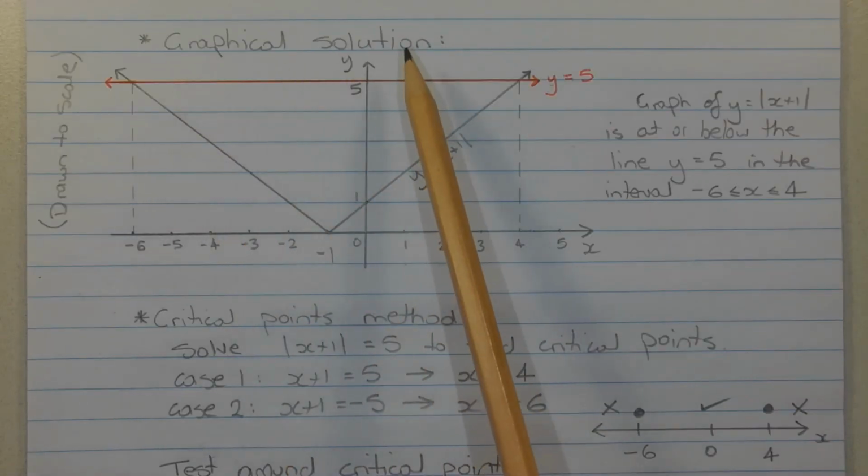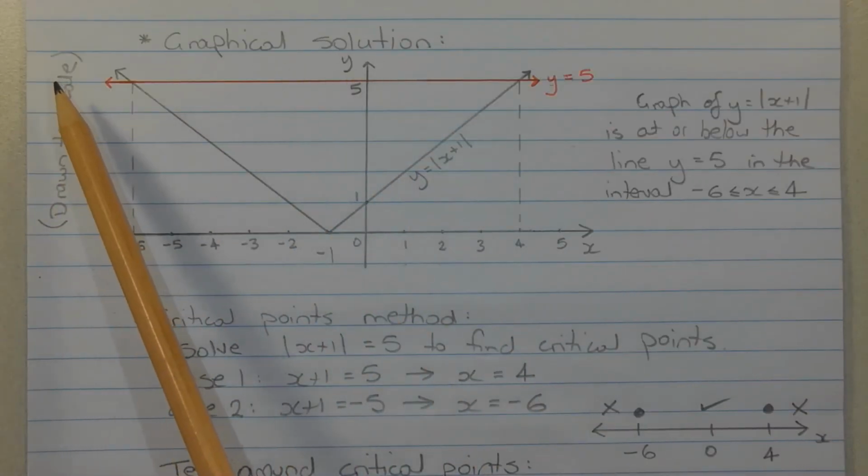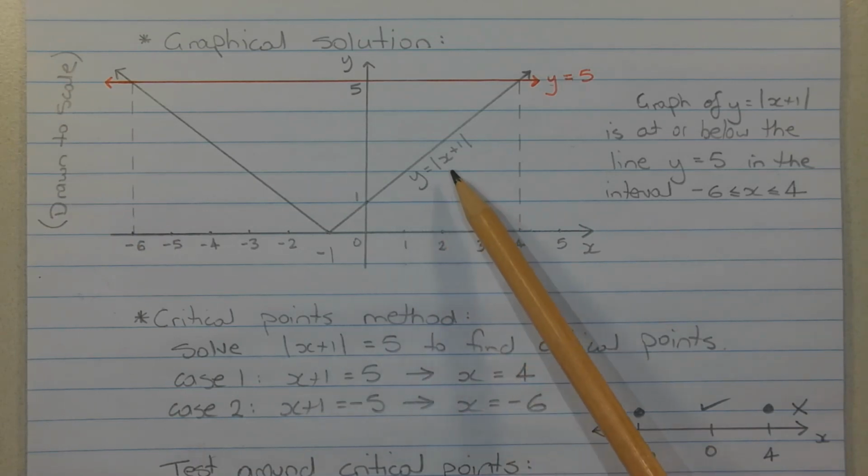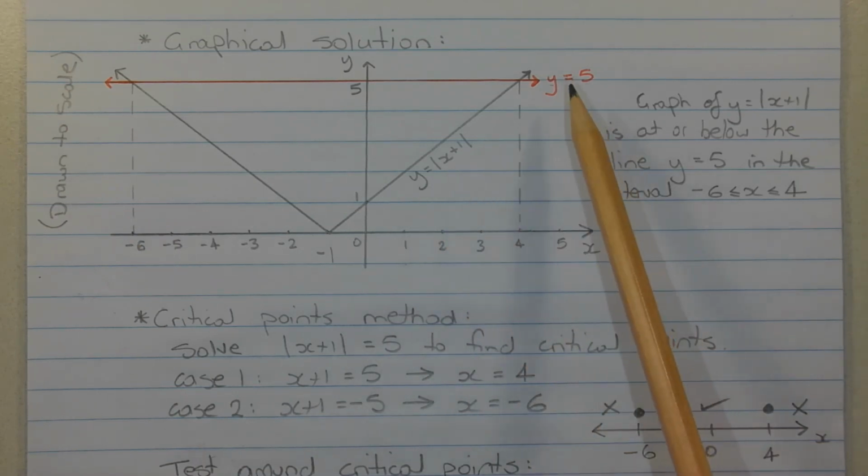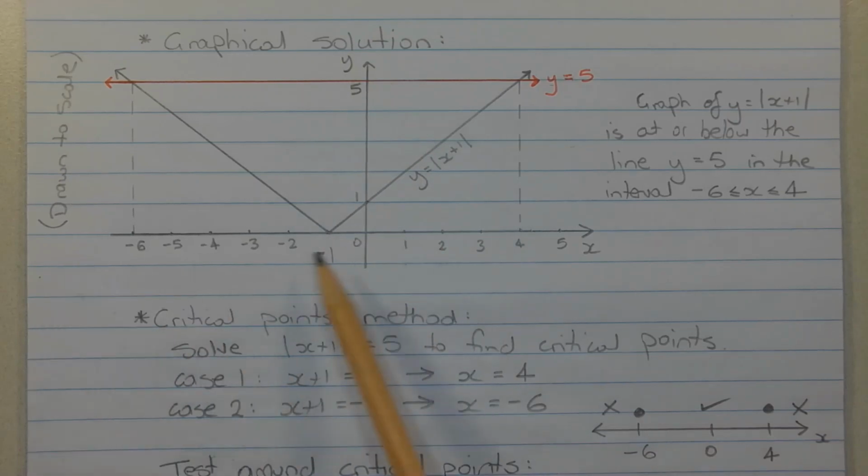For the graphical solution, I'm going to draw to scale the 2 graphs y equals the absolute value of x plus 1 and y equals 5 on the same set of axes. And because the graphs are drawn to scale, I could read the solution directly off the graph.